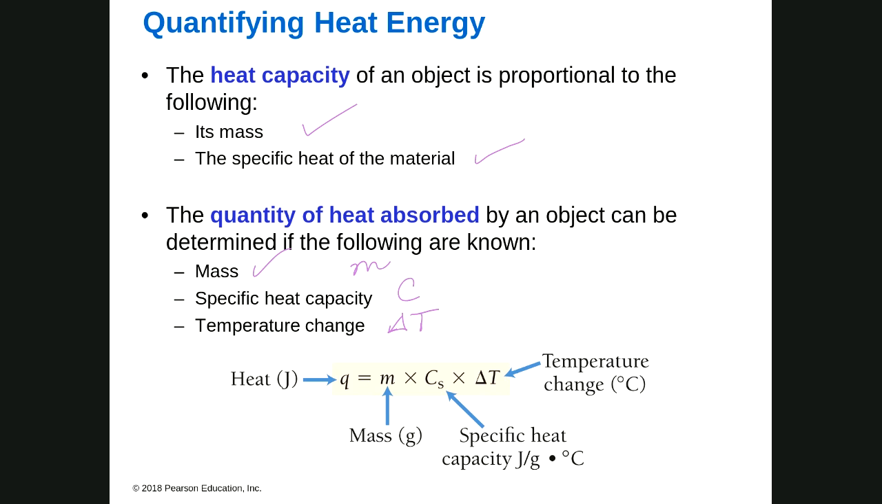So the heat in joules, Q, is going to be mass in grams times the specific heat in joules per gram times degrees C times the change in temperature in degrees C. And so if you know those 3 things, then you can just plug those in and figure out what the heat absorbed is going to be.